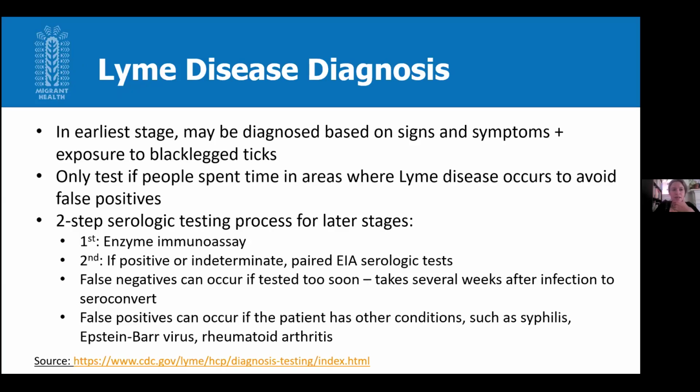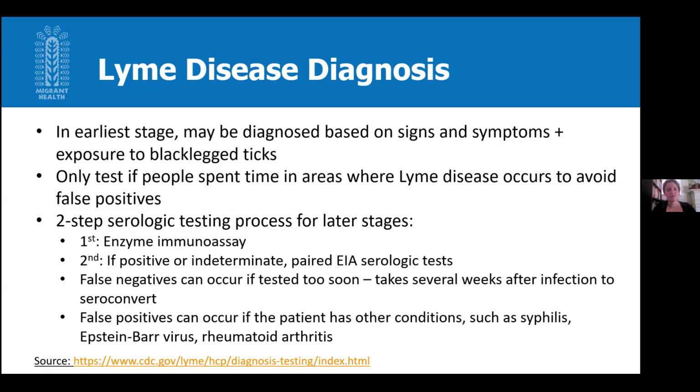So diagnosing it when it's in the early localized phase, it can be diagnosed based on the signs and symptoms and the person's exposure to black-legged ticks. I'm curious for folks who are providers, what are some of the questions you would use to get at that exposure? I'm curious about that because especially for people who are outside all the time, they may not see ticks on their body or they may not notice them for a while, if you have any tips on helping people recall their tick exposure.